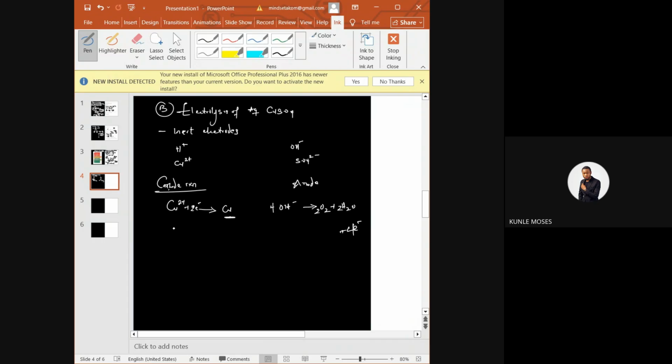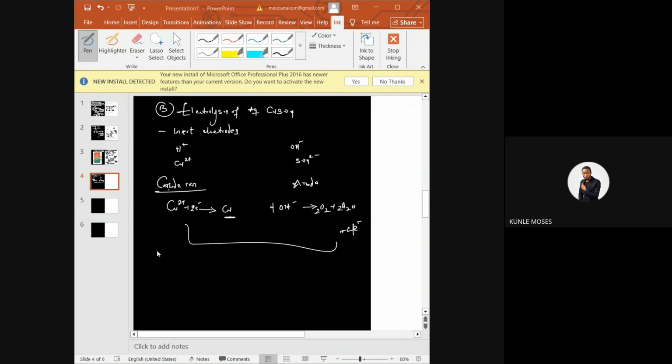Sometimes they can ask you to collapse the cell, but that one you will do in your 100 level when you go to university. For JAMB, I've never seen a question like that. In case they ask you to collapse, it is simple. You just add what happens at the cathode to what happens at the anode, and you balance the electrons. So simple. Let's quickly go to the next one.